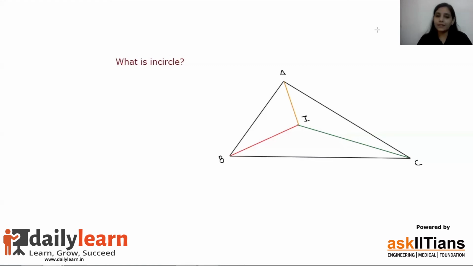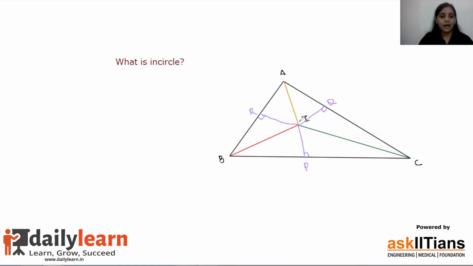So what is an incircle? Incircle is very simple. Now we have seen that BI, AI and CI are the angle bisectors of the angles of triangle ABC. They meet at a point I, and this point is basically known as the incenter. This we have already discussed. Now, if I draw perpendiculars from the point I to the corresponding sides, let us suppose I draw a perpendicular from I to BC, let it be point P. Then I drop another perpendicular, this is Q, and another, this is R.